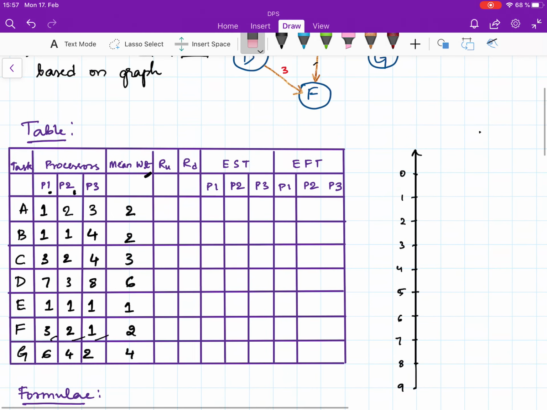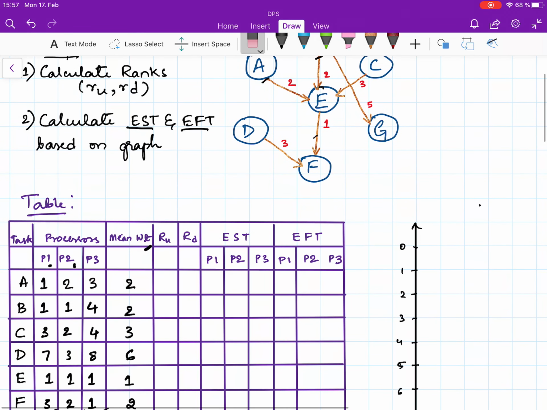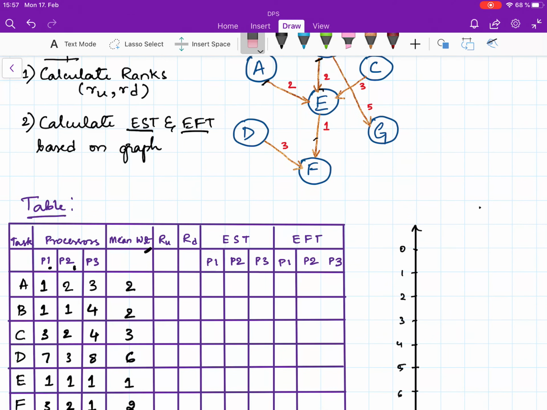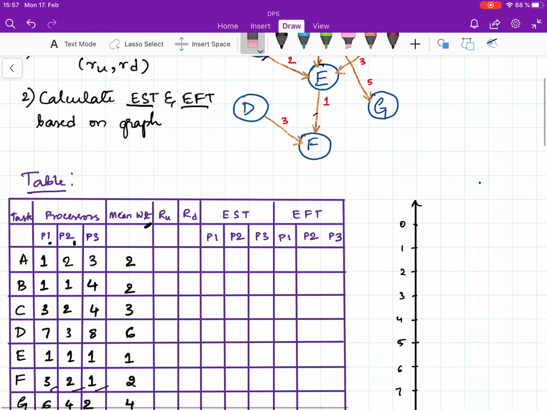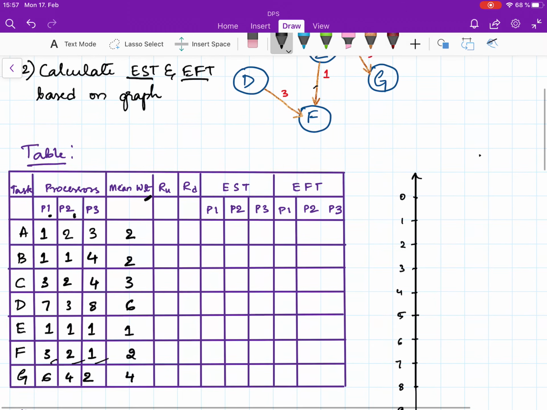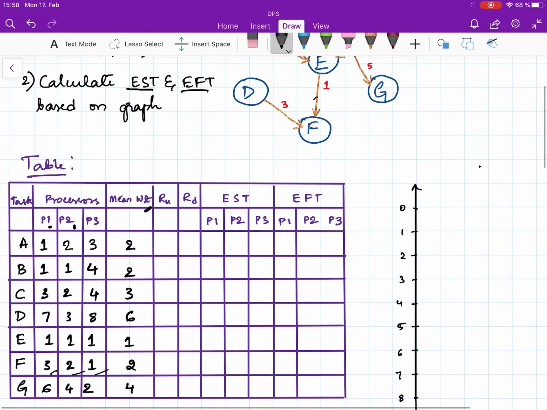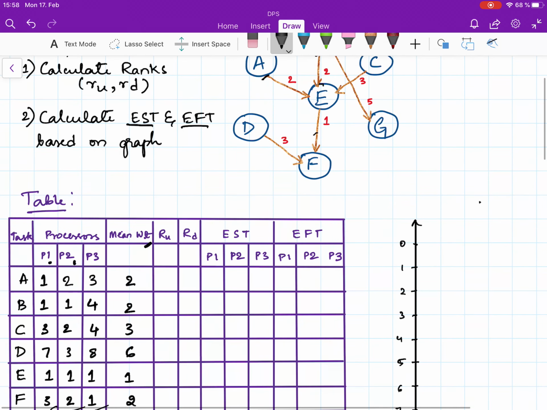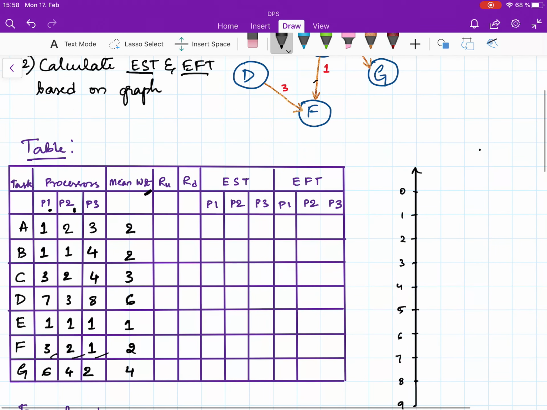So let us calculate the RU based on the table. In this table there are a few columns. The first column is task. These are the tasks A, B, C, D, E, F, and G, and the processors P1, P2, P3 are already given, and the mean weight would always be given as well.